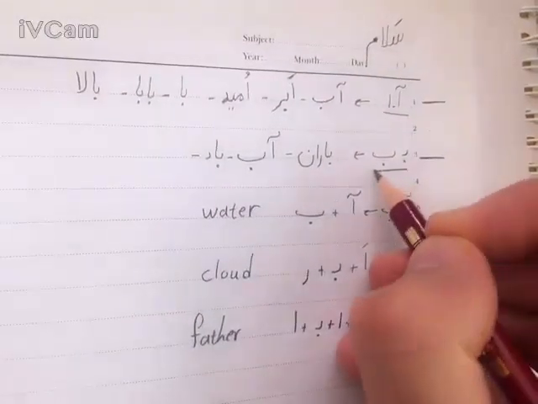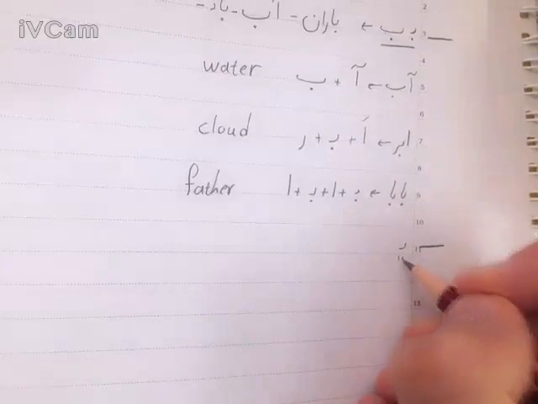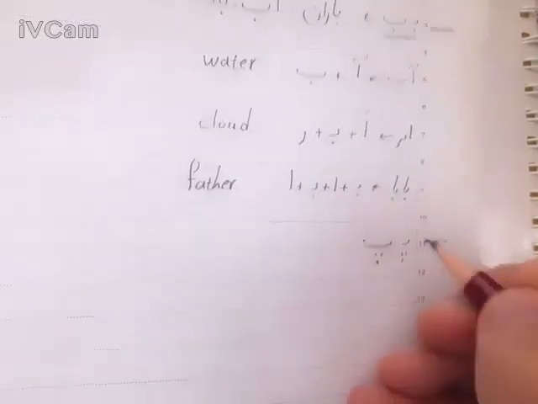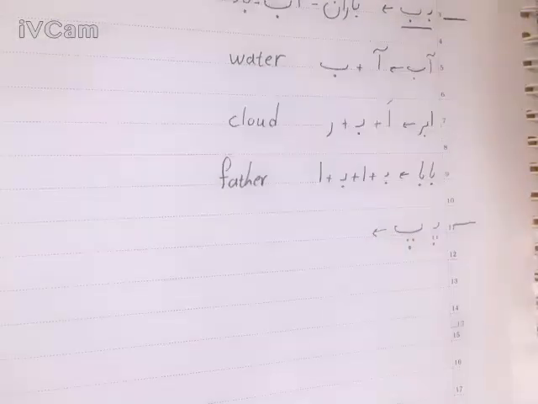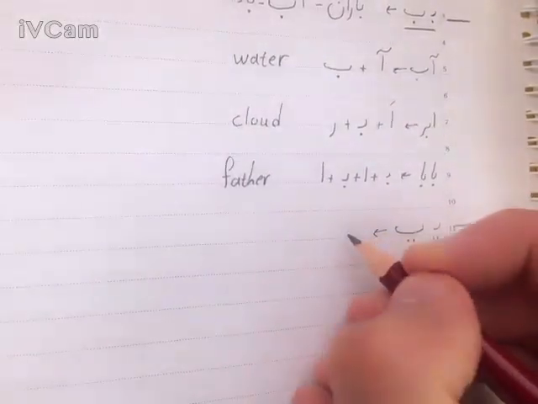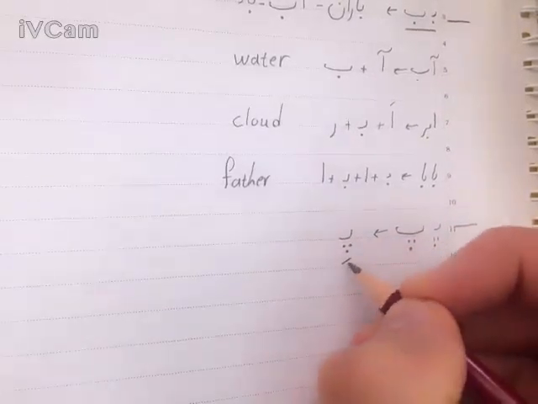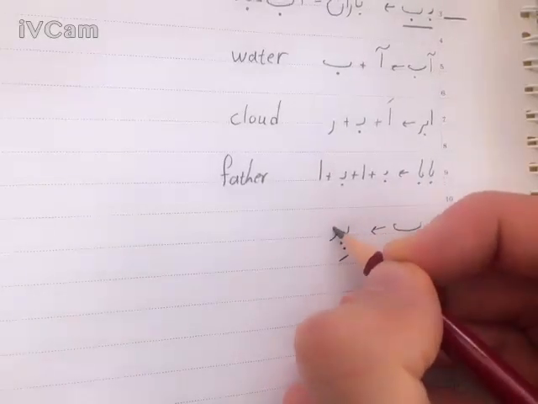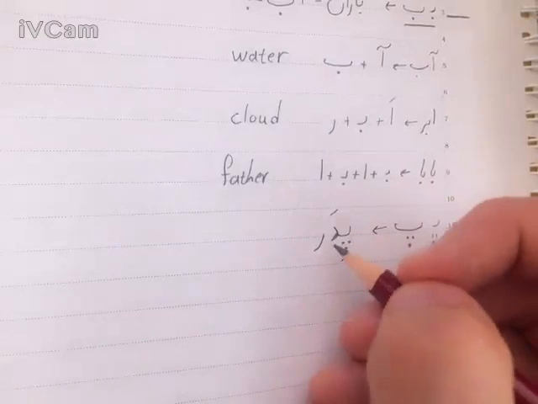So let me distinguish each letter. P has 3 dots and it sounds like P. So here we have پدر. P. You don't have to write this one, I'm just writing it for pronunciation. پدر, which also means father.